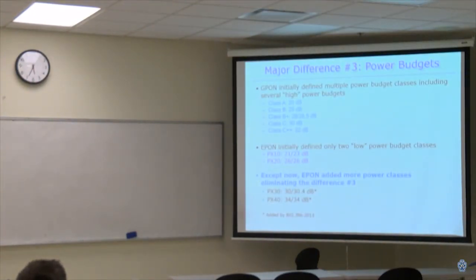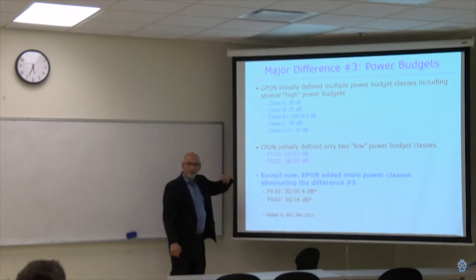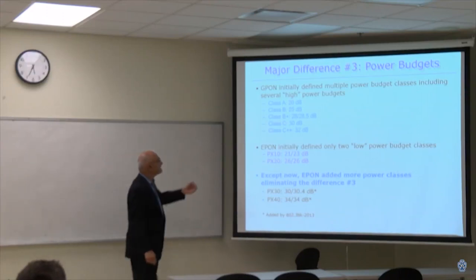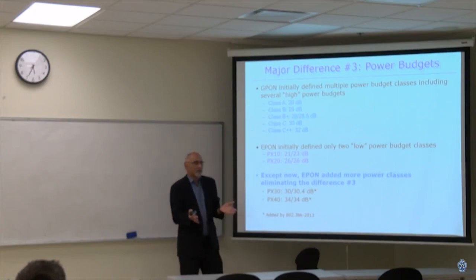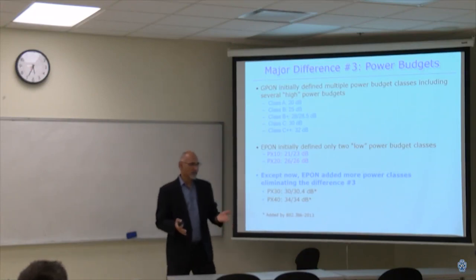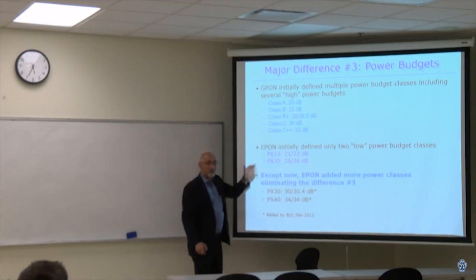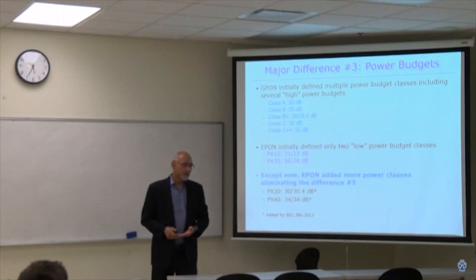See, this is where the crux is, right? Every time you split, you lose 3 dB. You can start with a very cheap Class A solution, and that may support 8 users or 16 users. Or you can come with a C++ at 32 dB that's very expensive, and that can give you maybe 128 users.